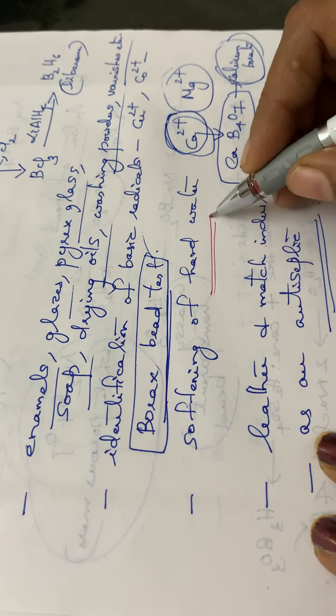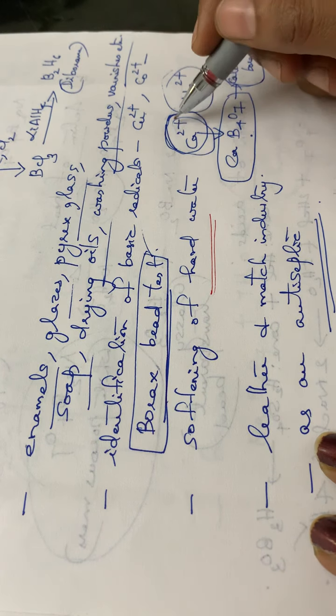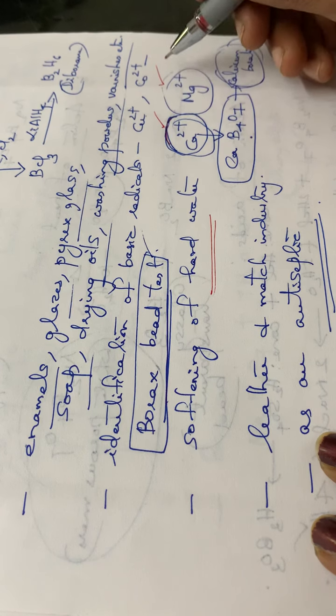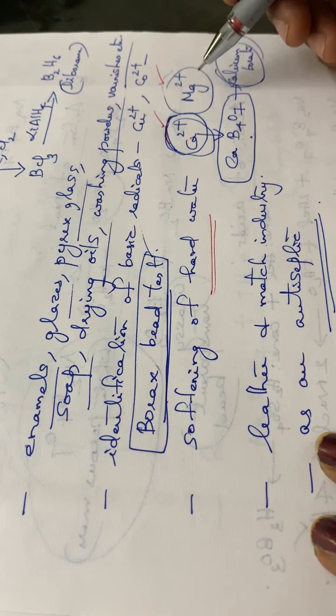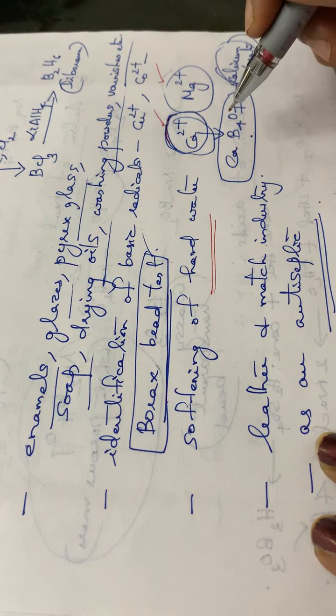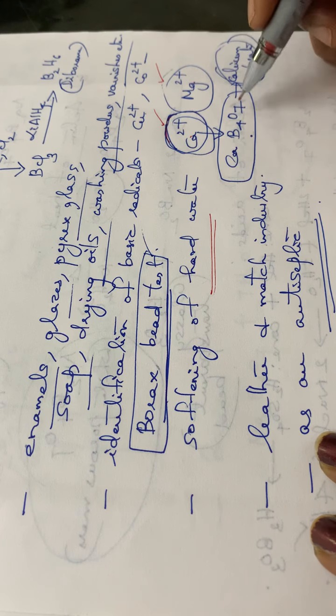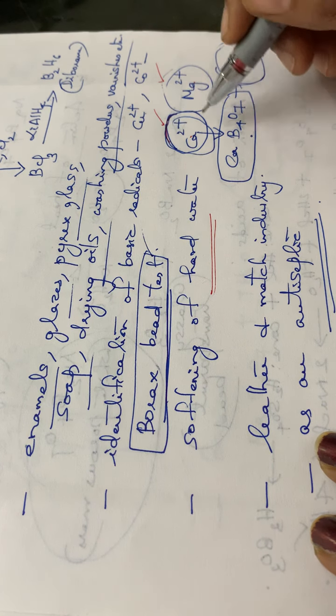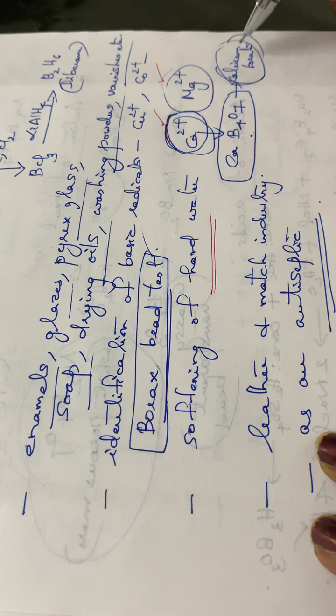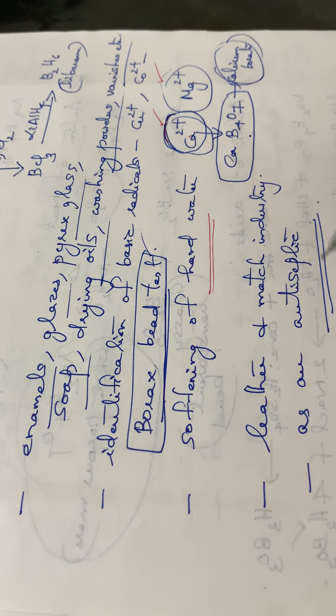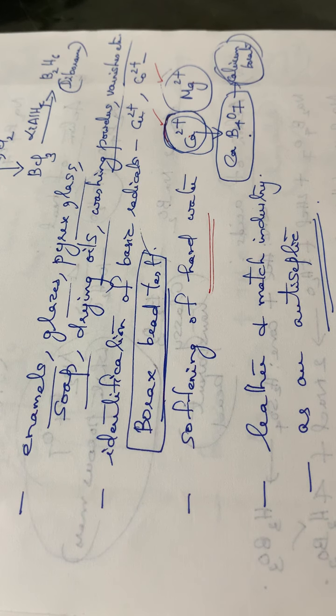Then used in the softening of hard water. Usually hard water will have calcium ions and magnesium ions. These calcium and magnesium ions are replaced by this borax, so that calcium borate or magnesium borate is formed, and it will be an insoluble solid, precipitated, and we can remove that particular solid. Then used in leather and match industry and also as an antiseptic. Okay, so this is about borax.